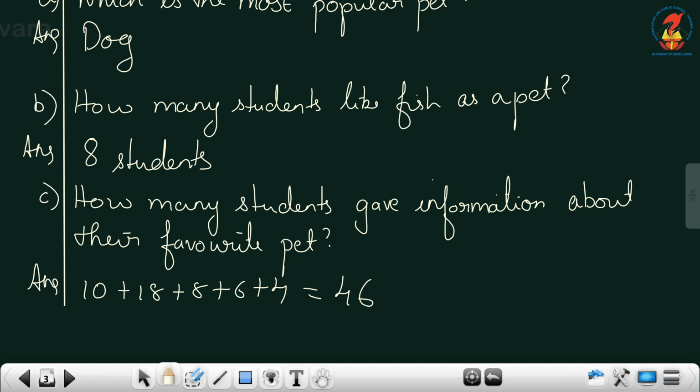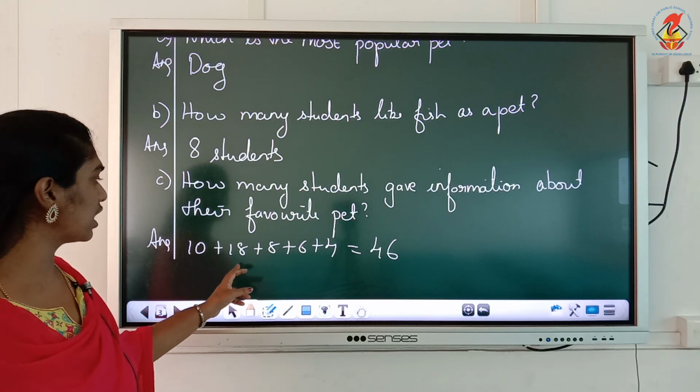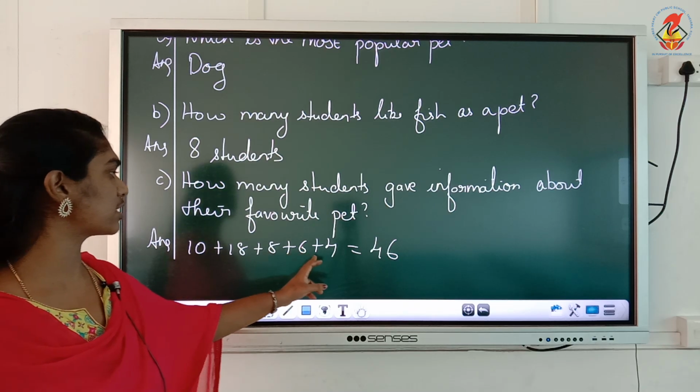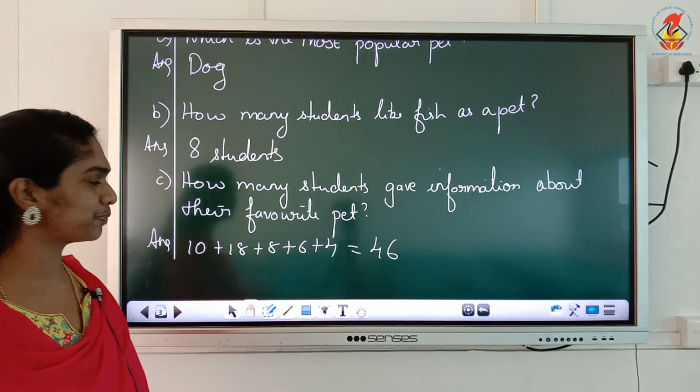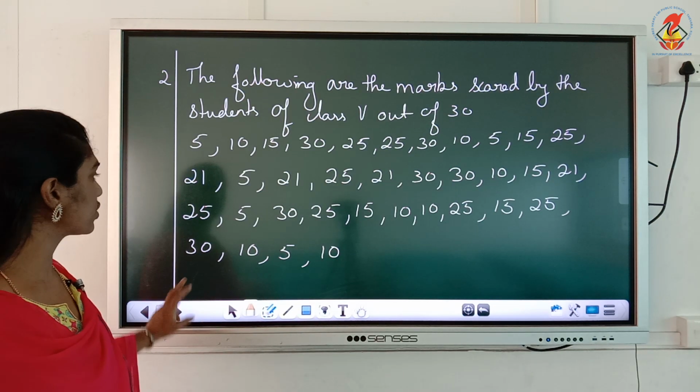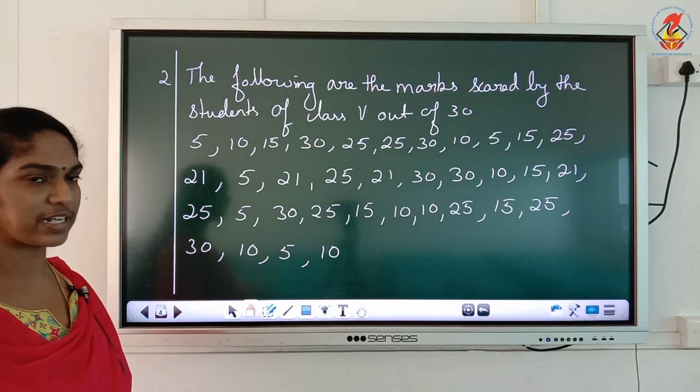So, total how many students gave information about their favorite pet? 46. You can count it once again. 10 plus 18, 28, 28 plus 8, 36, 36 plus 10 you get 46. Okay. So, that is one way of representing the tally marks.